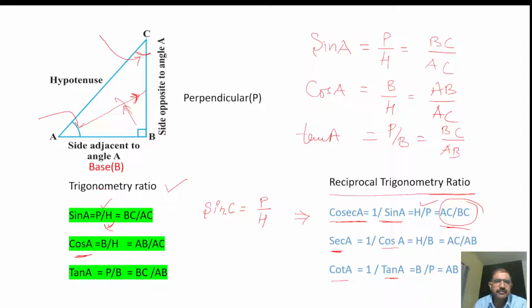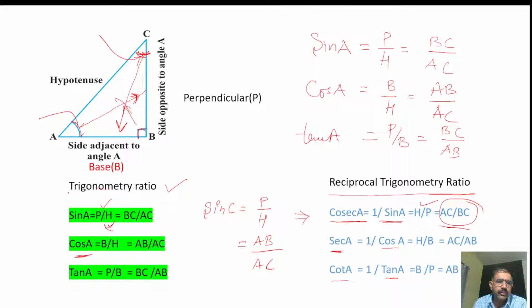But what changes is the perpendicular, because corresponding to this angle, the side opposite to it is now AB. Earlier it was BC, because corresponding to A it was BC, but corresponding to C it is now AB. So I will write AB upon hypotenuse. The hypotenuse is opposite the right angle, so it remains the same, that is AC.